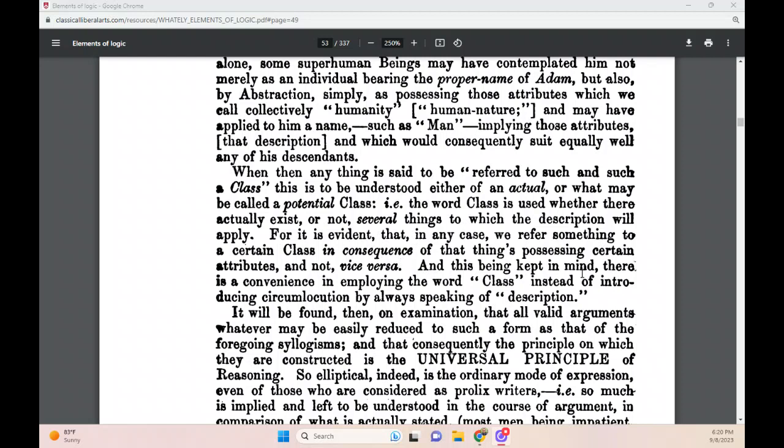This being kept in mind, there is a convenience in employing the word class instead of introducing a circumlocution. Circumlocution means another way of saying the same thing by talking around it a bit, by using other words. It's better, the author is teaching us, to use the word class than expressing that idea in some other way, always speaking of description.